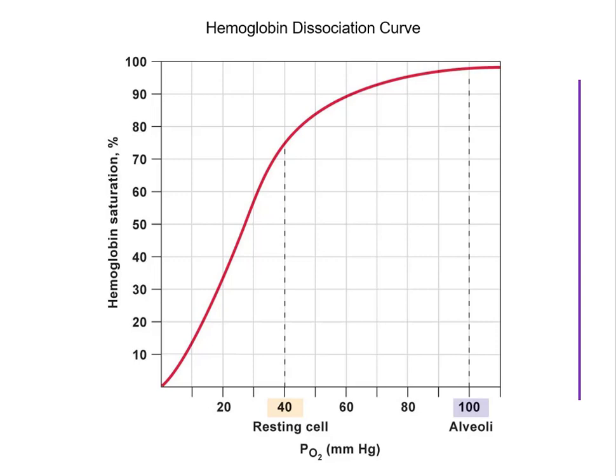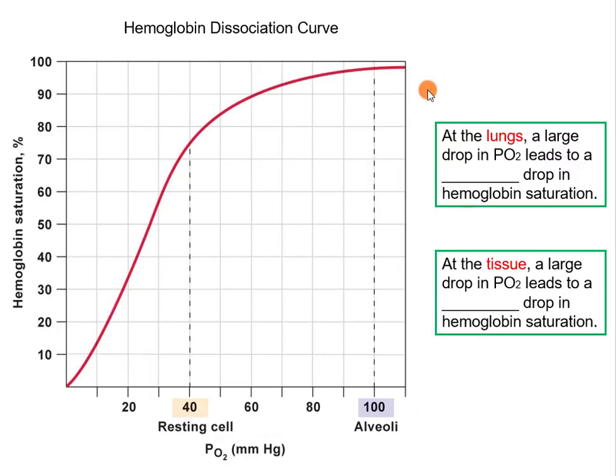So, again, what I want to reiterate here is that there's no feedback loop. There is no intelligence. There's no benevolence. This is simply the property of hemoglobin and hemoglobin's affinity for oxygen at a given PO2.